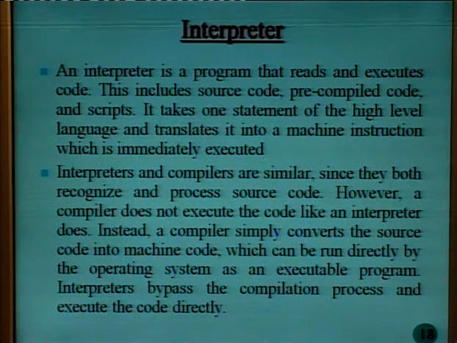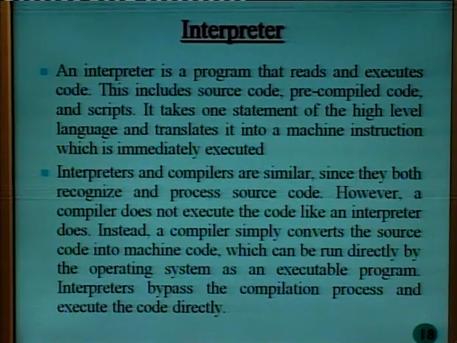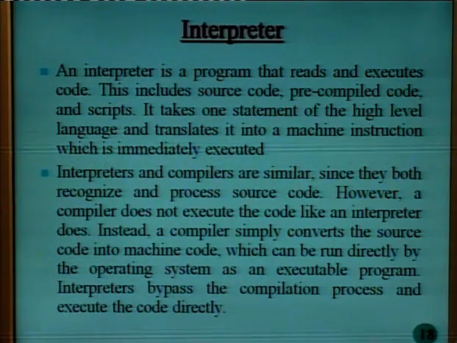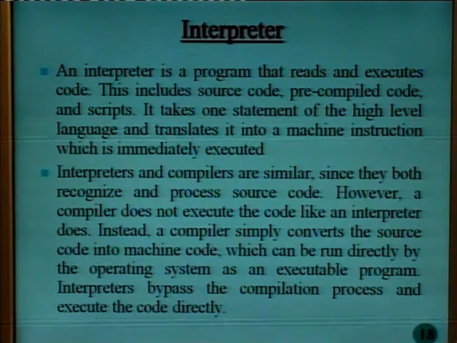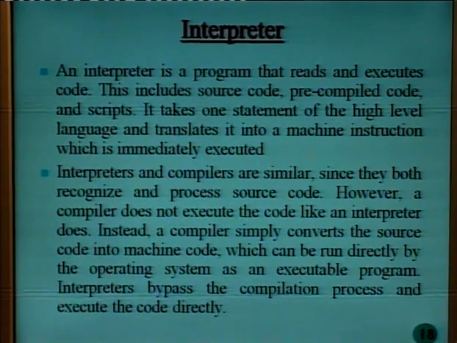So interpreter and compiler are similar since they both recognize and process source code. However, a compiler does not execute the code like an interpreter. Instead, a compiler simply converts the source code into machine code which can be run directly by the operating system as an executable program. So an interpreter bypasses the compilation process and executes the code directly.